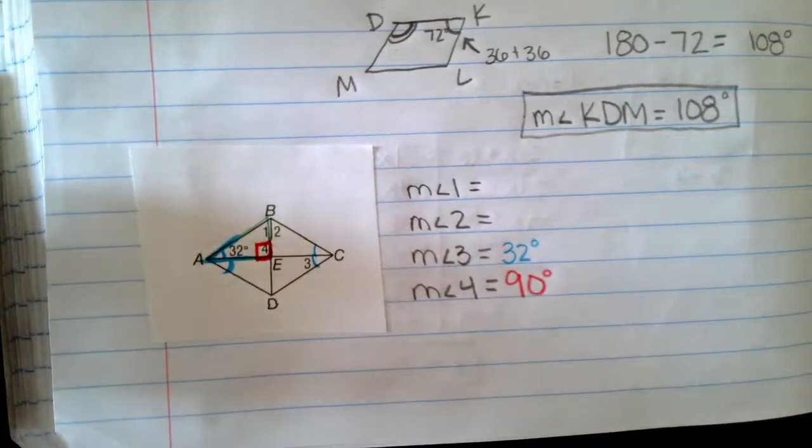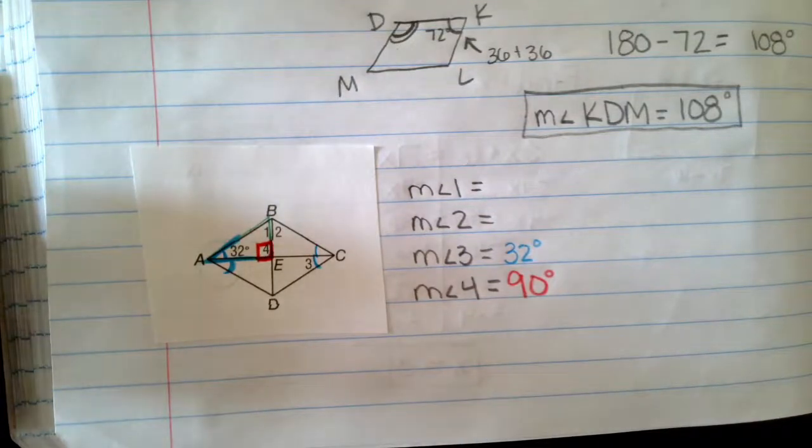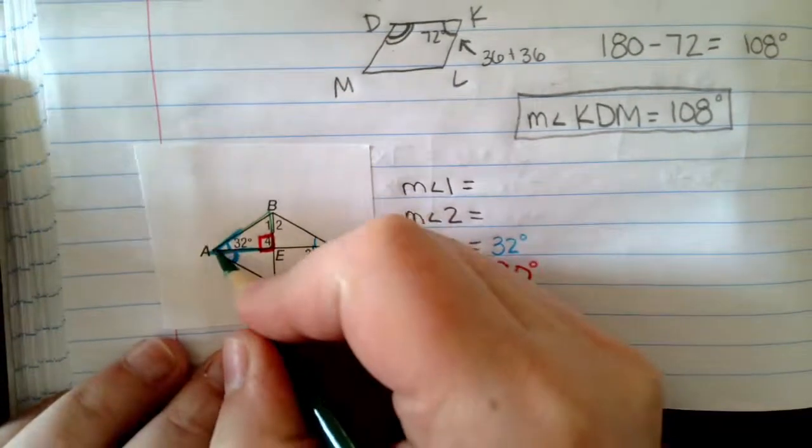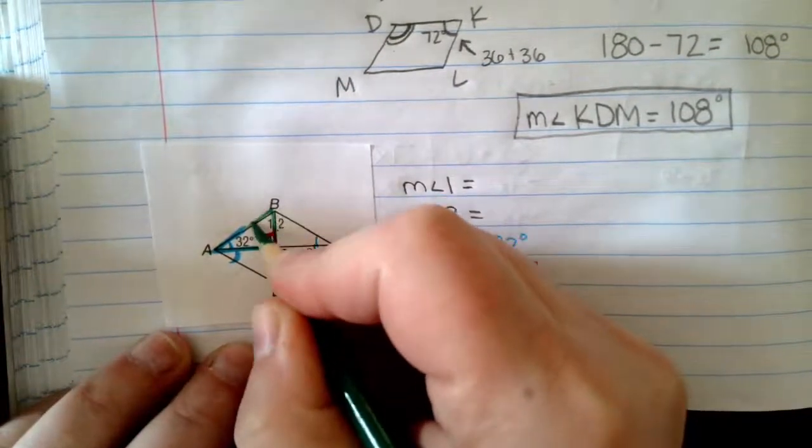Do you guys want to think about it as a parallelogram where you find whole angles, or do you want to focus in on just that triangle? Or do you just want to shout out the answer? Which way do you like to think about it? The triangle or the whole thing? The whole thing.